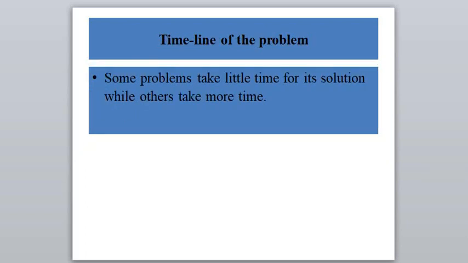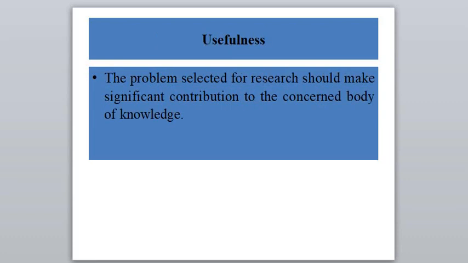Timeline of the problem is another important criteria for the selection of a good research problem. It means some problems take little time for their solution while others take more time. So it depends on the time in which we have to complete this research work.